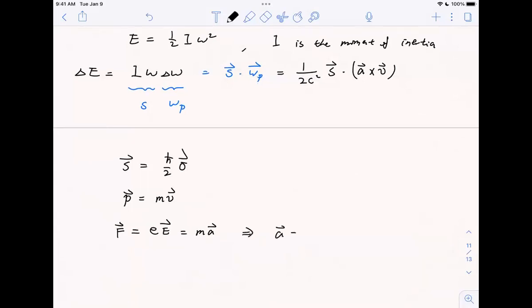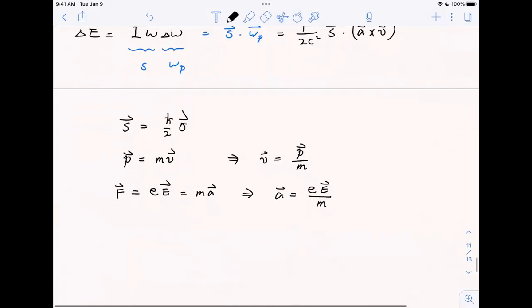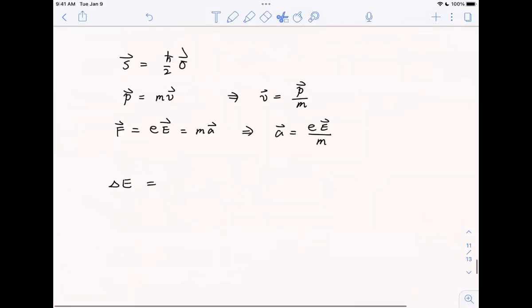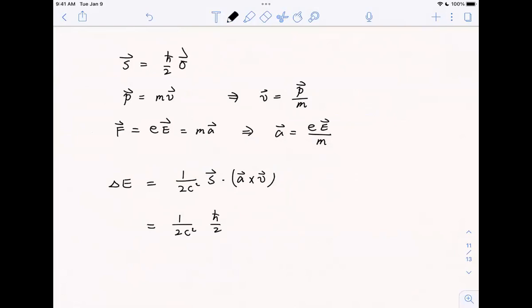So A equal to E cross M, and this V equal to momentum over M. So then delta E equal to this thing. Copy. Then you plug all of them in. You have H bar over 2 sigma dot E. This is acceleration.